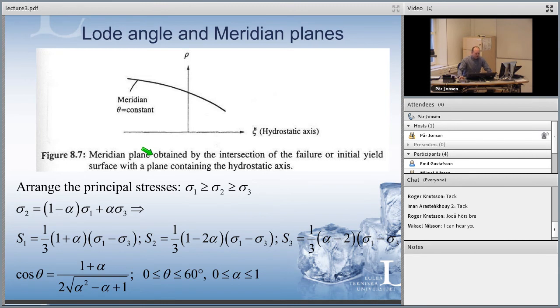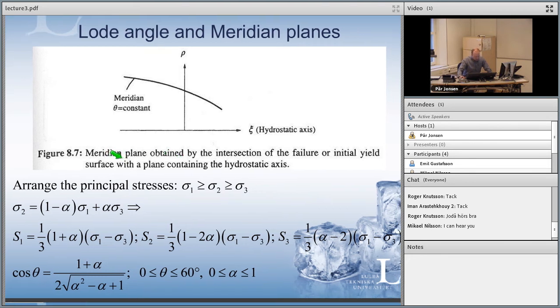And you also have arranged the principal stresses so that sigma 1 is always larger than sigma 2 and sigma 3. You can always write and connect your principal stresses in this way. So you have a connection: sigma 2 is the same as (1 minus alpha) times sigma 1 plus alpha times sigma 3. This is always valid, but you need to know your alpha and your theta.